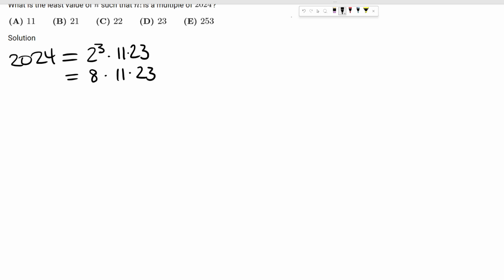Since 23 is a prime number, 22 factorial cannot be a multiple of 23, since there's no 23 less than or equal to 22. And 23 factorial is obviously going to have 8, 11, and 23 as factors, because it multiplies. That's how factorials work. So that means our answer is 23.